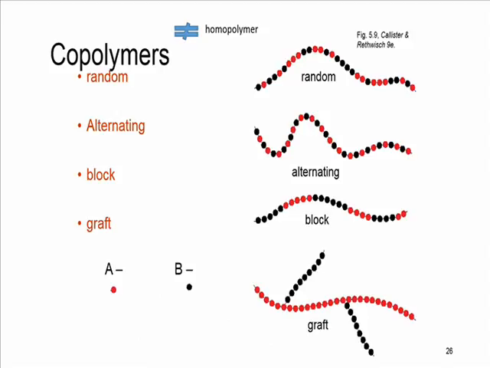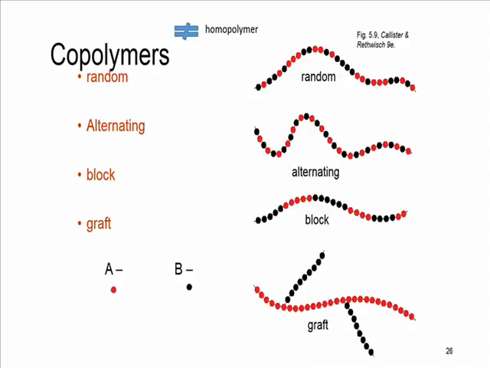In case a polymer is made of two different repeat units, this is called copolymers. Depending on how these polymers are synthesized, we may have different forms of them. As you can see, random. Assume we have a repeat unit of A, shown in red, repeat unit of B, shown in black. If A and B are randomly positioned, then we have a random copolymer. If A and B alternate in the polymer chain, we have alternating copolymer.